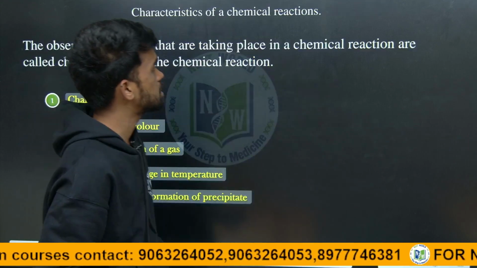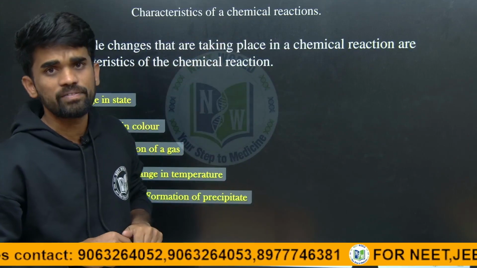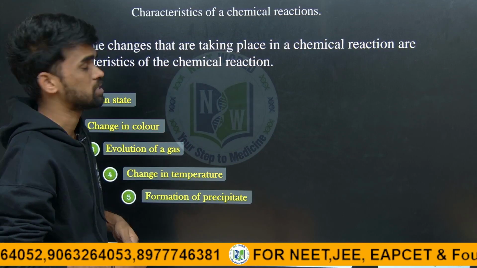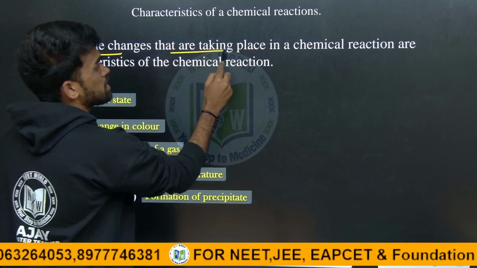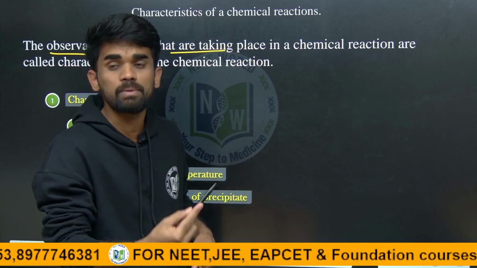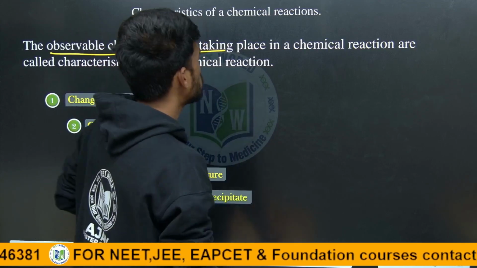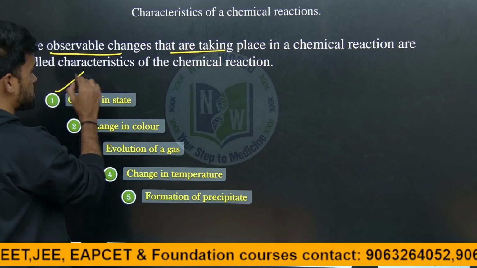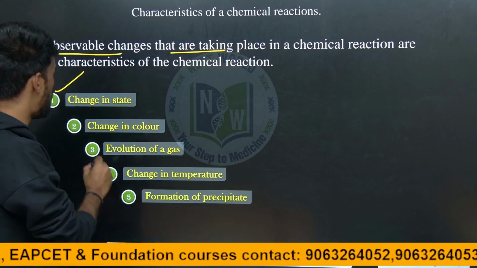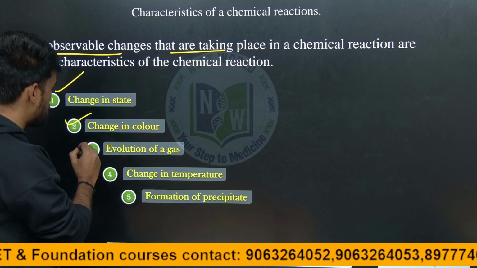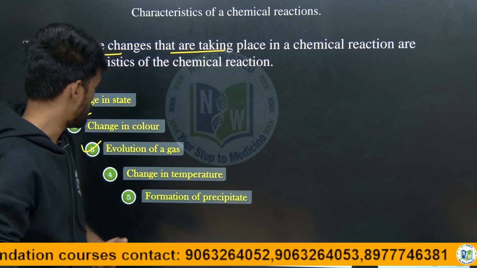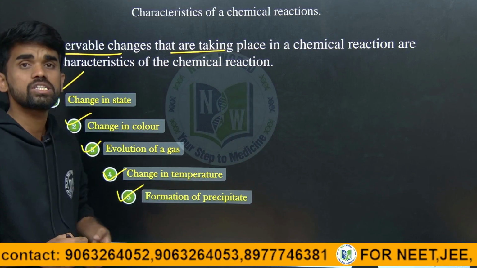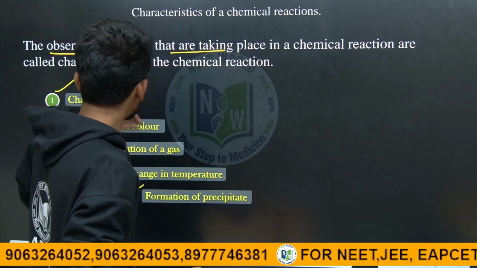Then next, what are the characteristics of a chemical reaction? What do we mean by characteristics of a chemical reaction? They are the observable changes that take place during a chemical reaction. For example, we can see a change in physical state, or a change in color, or sometimes gases will be evolved. Next, a change in temperature is also sometimes observed, and the formation of a precipitate also takes place. So let us discuss one by one.